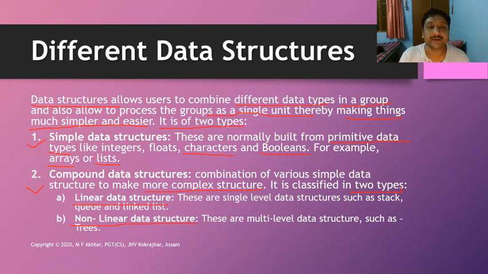Linear data structures are single-level data structures such as stack, queue and linked list. Stack, queue and linked list are known as linear data structures, meaning single-level data structures. There is only one level of data it can handle, it can store. Non-linear data structures are multi-level data structures such as trees. We will see examples later.